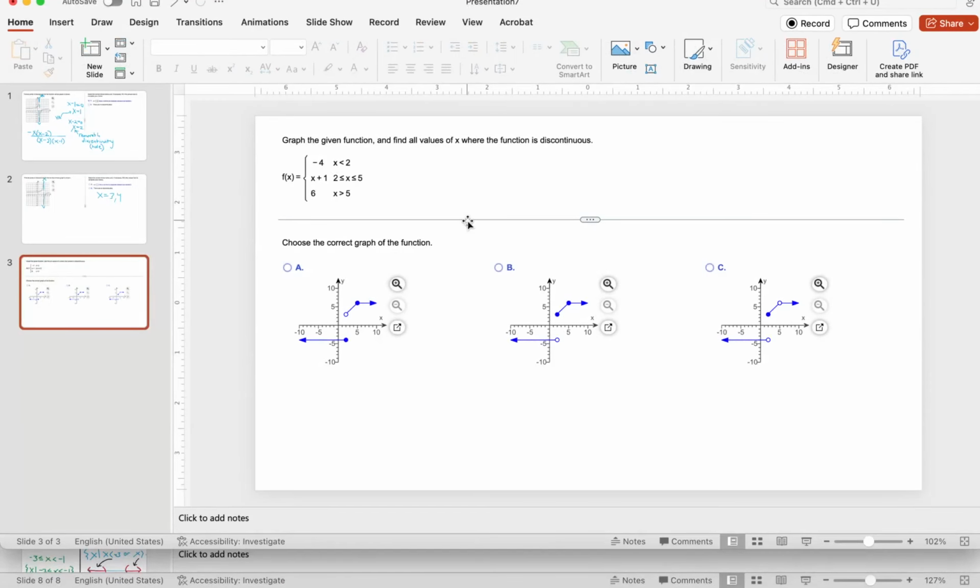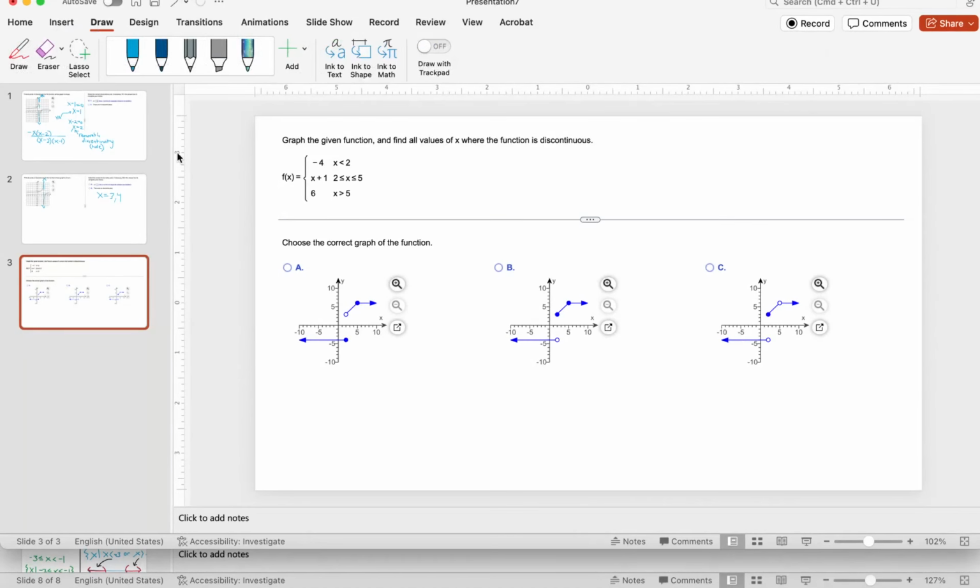Okay, so this says graph the function and find values where the function is discontinuous. For these piecewise ones, you don't have one like this, but I'll still go over piecewise just in case. I mean, it's a good skill. This is a college algebra concept.